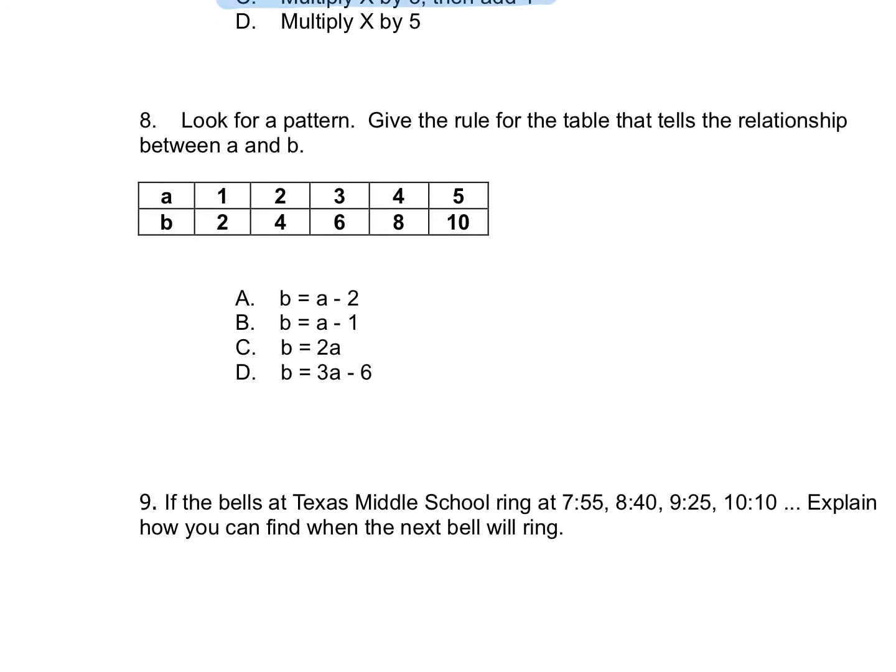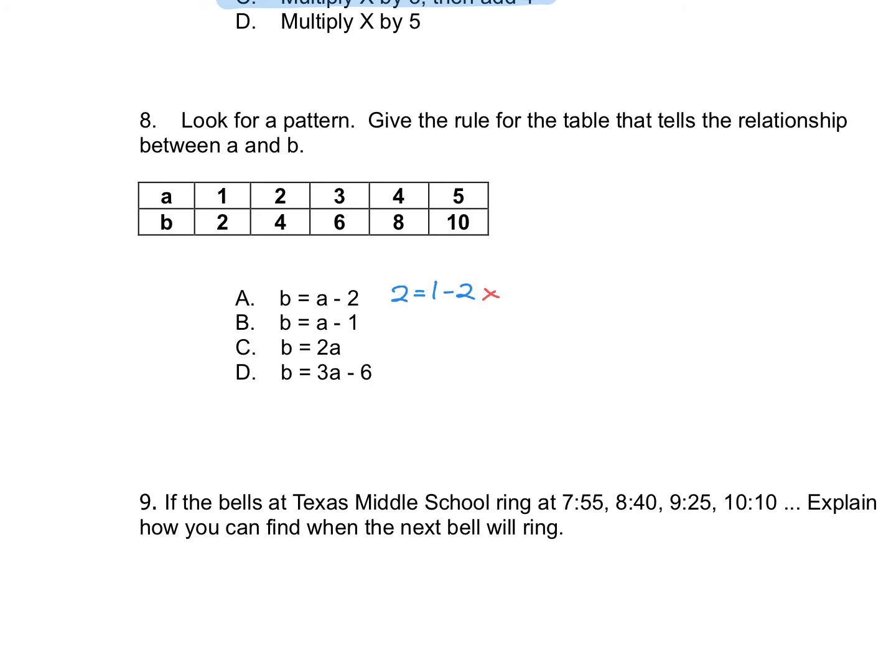Let's look at number 8, which says, look for a pattern. Give the rule for the table that tells the relationship between A and B. Okay, again, we're doing the same thing. Here's A, here's B. Is there a rule that we can find? B equals A minus 2. Okay, if we substitute 2 here and 1 here, does it work out? Let's find out. 2 equals, and instead of A, I'll put 1 minus 2. Is that right?